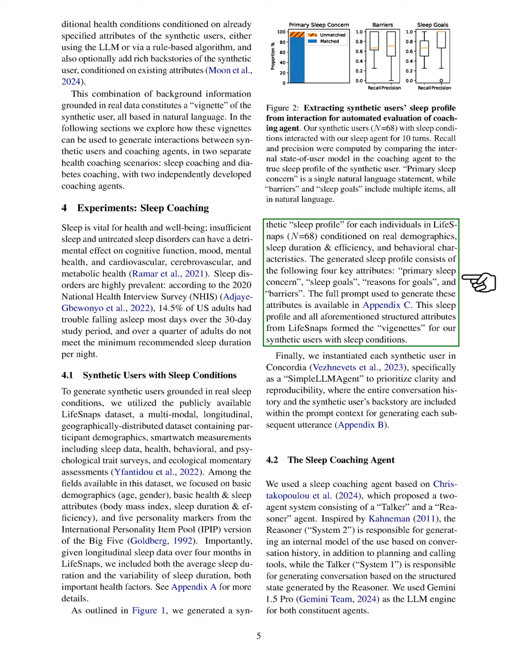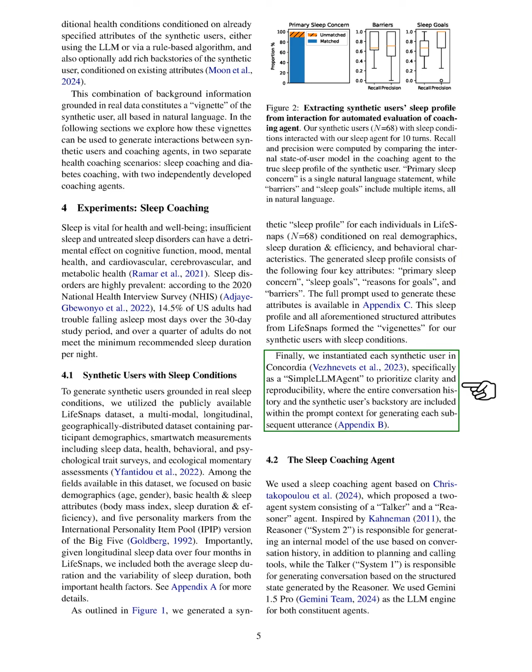We generated a synthetic sleep profile for each individual in the dataset based on their real demographics and sleep characteristics. This profile includes attributes like primary sleep concern, sleep goals, reasons for those goals, and barriers to achieving them. We then instantiated each synthetic user in Concordia as a simple LLM agent, ensuring clarity and reproducibility by including the entire conversation history and backstory in the prompts for generating each response.